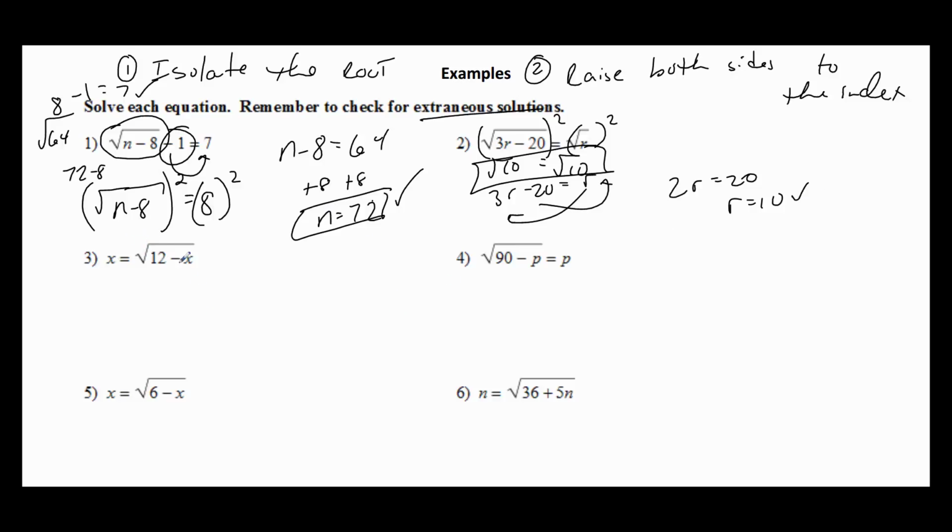Number 3, let's square both sides because I've already isolated the root. Square. This is x squared equals now 12 minus x. You guys thought we were done solving quadratic equations. Phew, when are you guys going to learn? Bring that over. I get x squared plus x minus 12 equals 0.